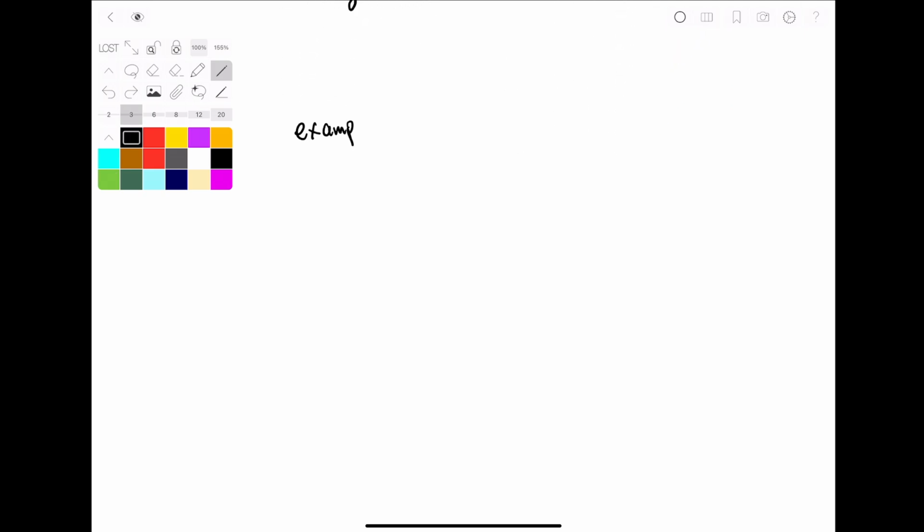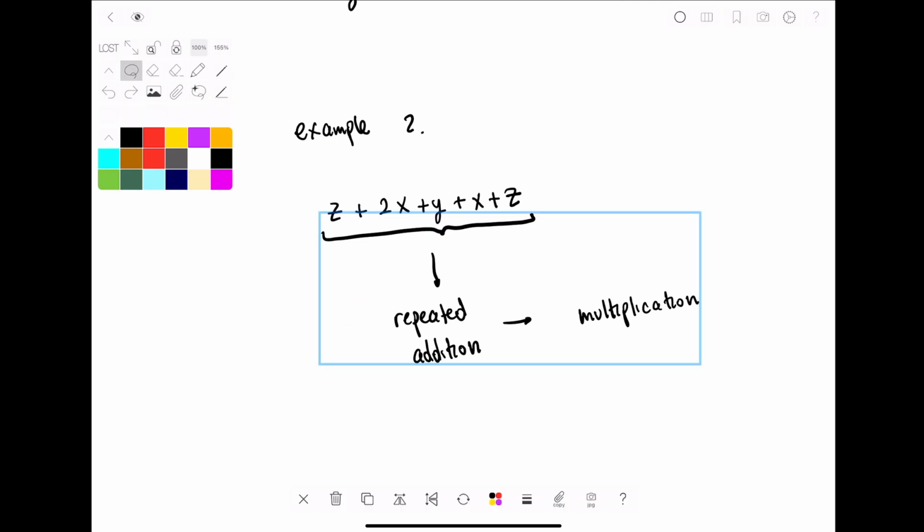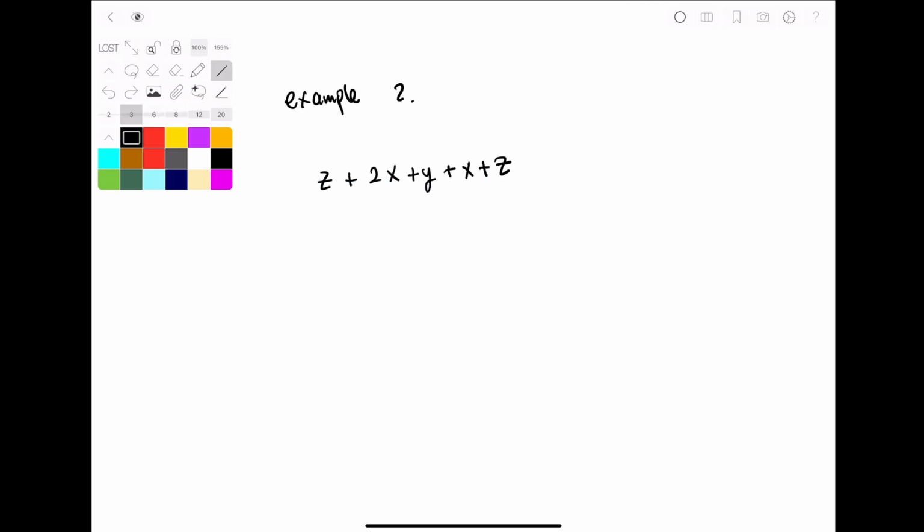Example 2. z plus 2x plus y plus x plus z. Just as before, we realize that we're adding repeatedly, which implies grouping like terms using multiplication. We see that the z's are being added twice, so we group that. And that the y is added once, so we separate that.